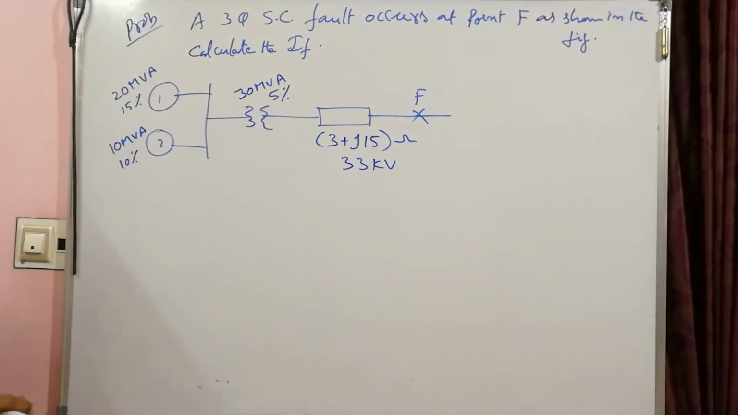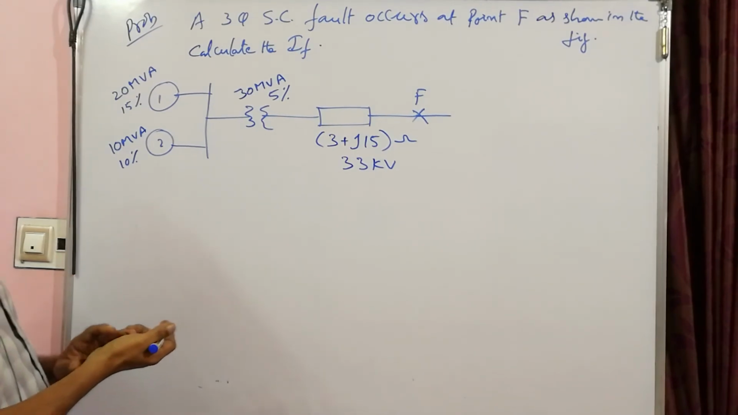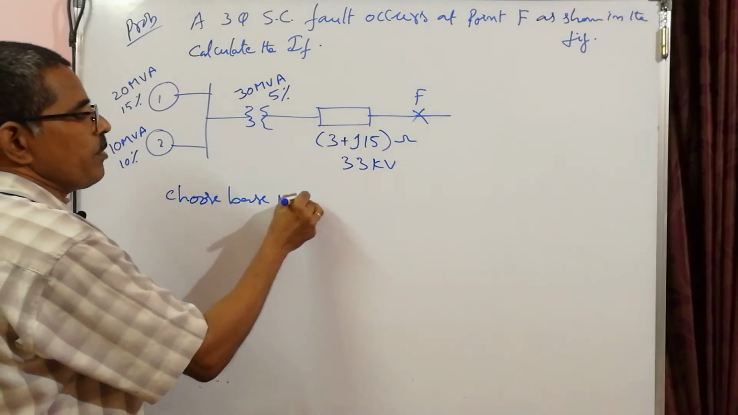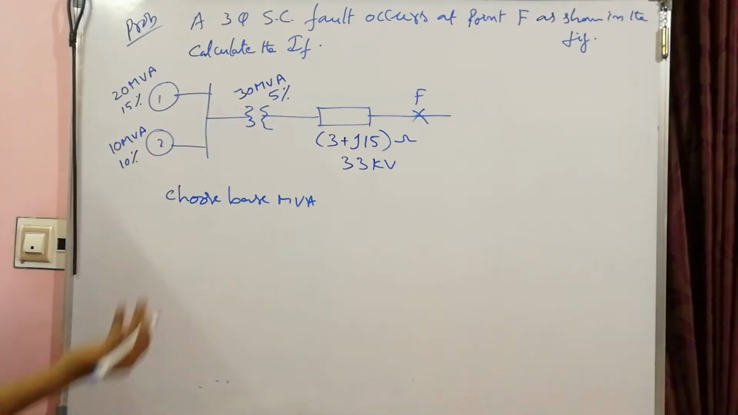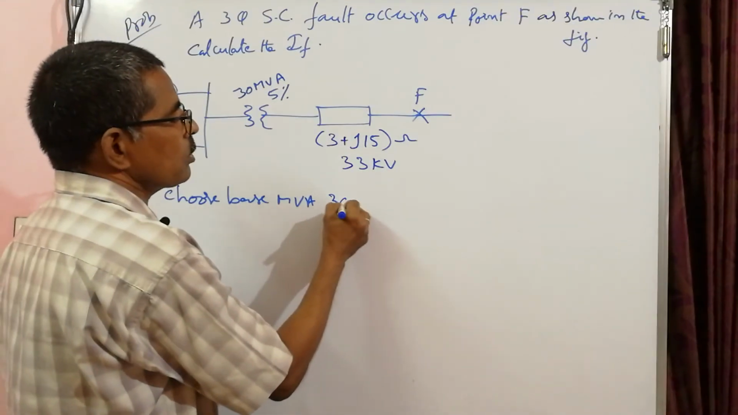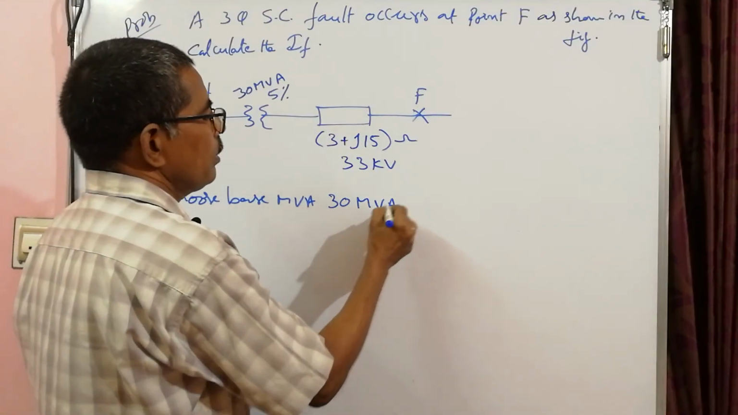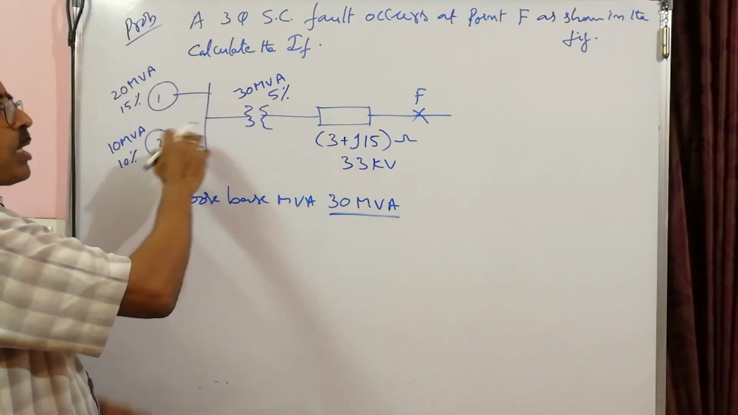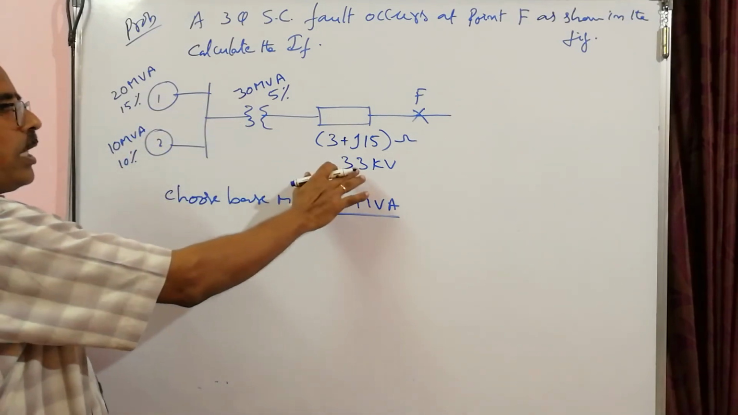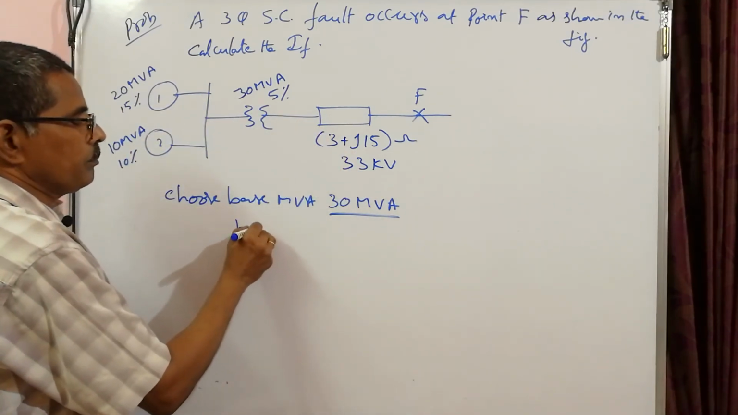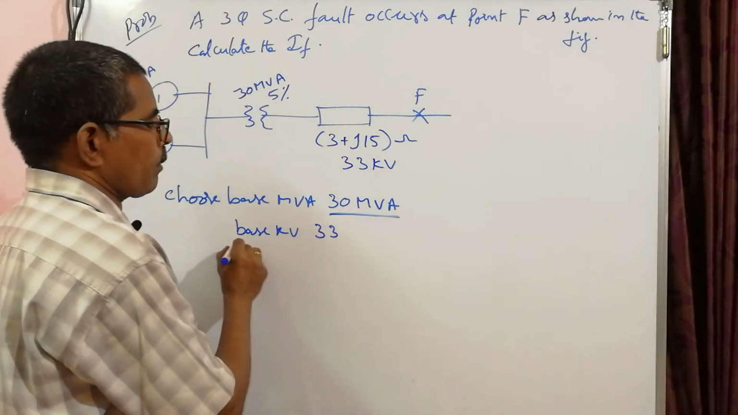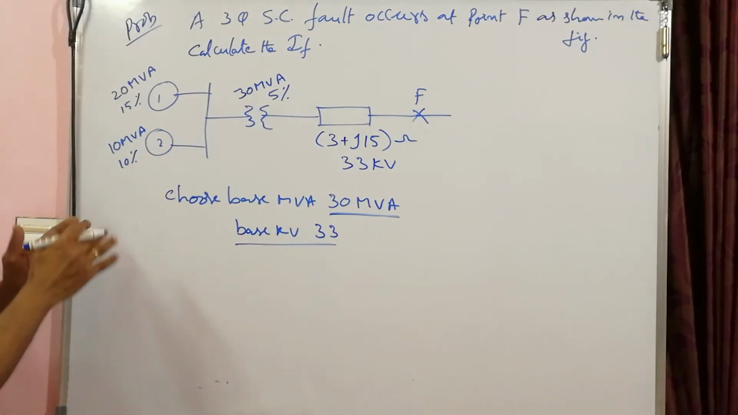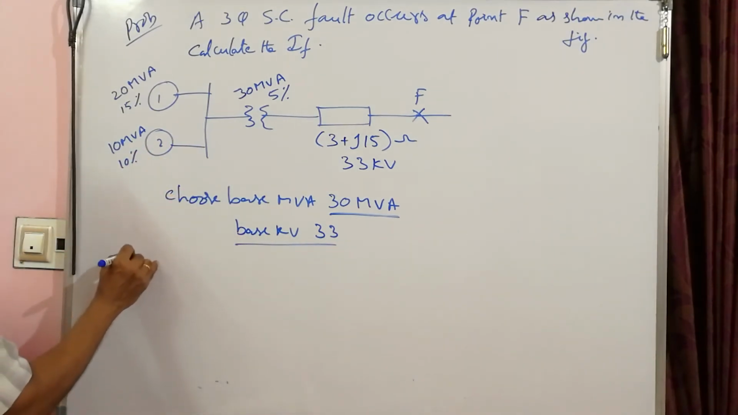Calculate IF. So, you can select any base. What base you select? Choose base MVA, normally the highest rating of the equipment we take in general. Okay. So, take 30 MVA and then kilovolts are not mentioned. So, let us assume all system its base kV is 33. So, with this new base MVA and kV, what are the new per unit values?